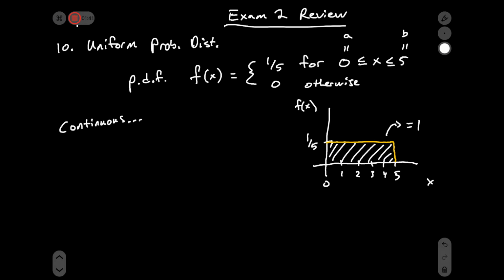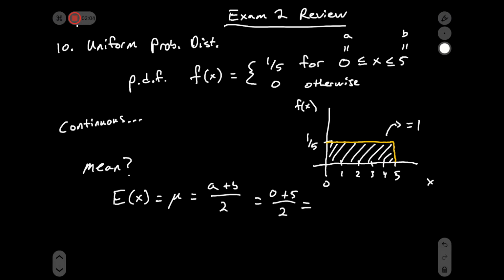So suppose we're asked to calculate the mean. The mean here, the expected value of x is equal to mu, which is equal to a nice formula here that we have, which is a plus b divided by 2. In this case, a is 0, b is 5, divided by 2, and this gives us a mean of 2.5 for this uniform probability distribution.